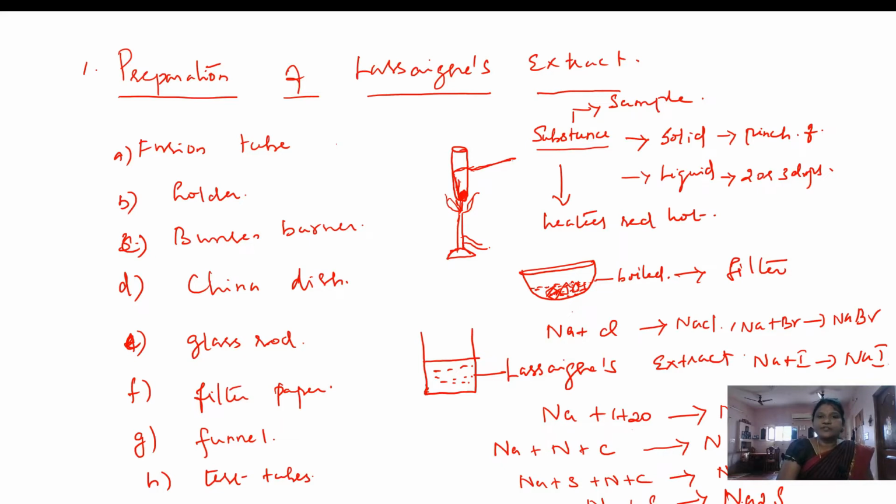First step is preparation of Lassaigne's extract. For that, we need the following apparatus: fusion tube, holder, Bunsen burner, china dish, glass wool, filter paper, funnel, and test tubes. These are the apparatus and equipment which are needed.